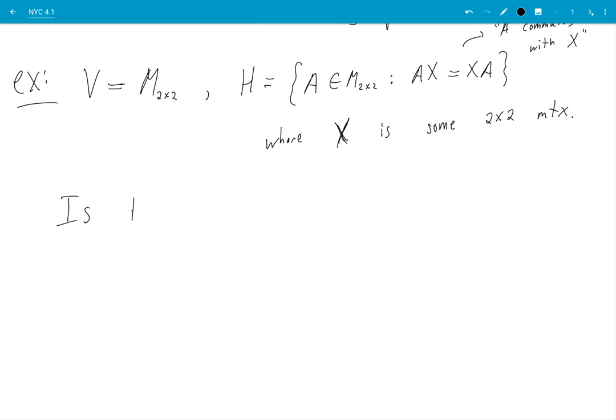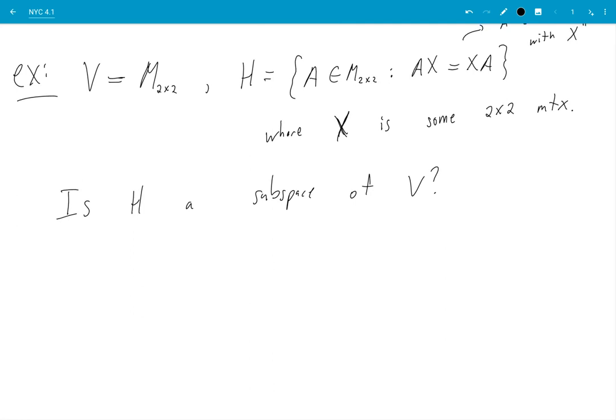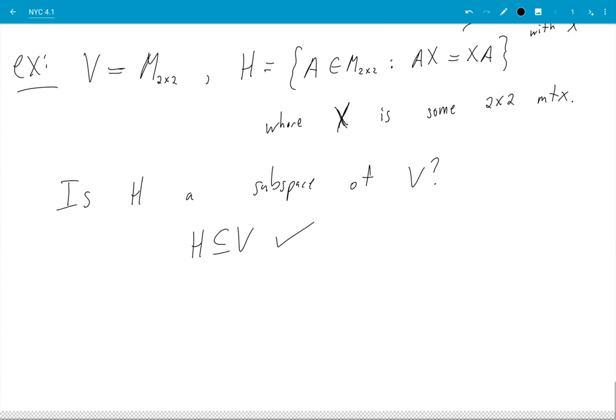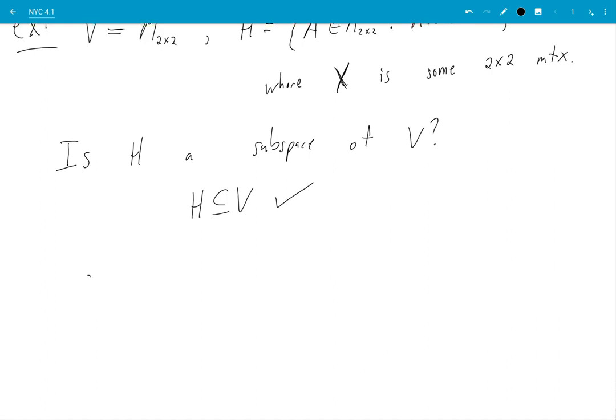So here's my question. Is H a subspace of V? Okay, H is a subset of V. It only consists of 2 by 2 matrices. Okay, that's all we need to know to put this check mark here. So let's go through A, B, C.